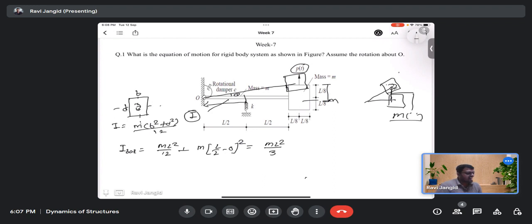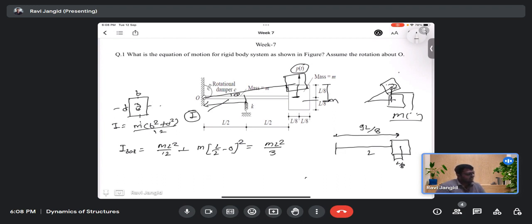So one is that, and how much is the displacement of the mass about the center? Let us suppose I'm writing here, this distance is L, plus my bar mass is attached here. Up to the center, what is the distance? That is L by 8. You can see in the figure. So how much is the total distance? That will be L plus L by 8, which is 9L by 8.